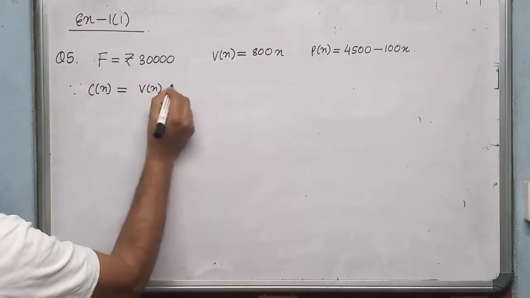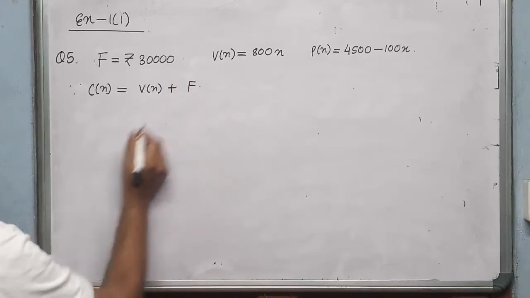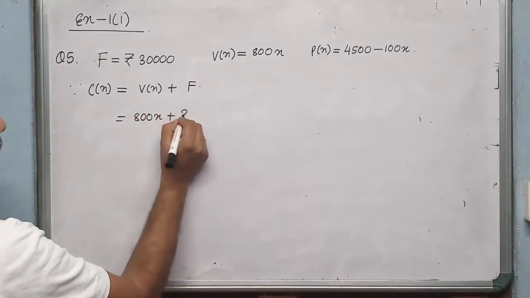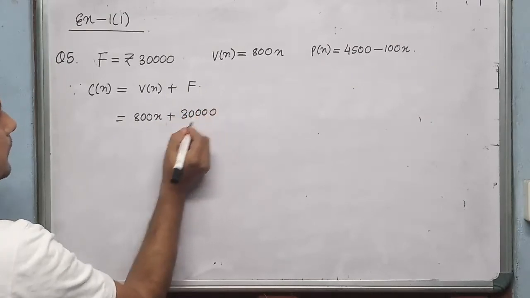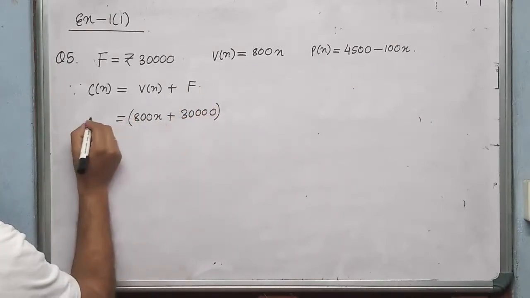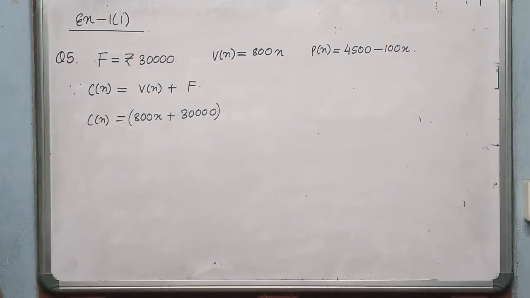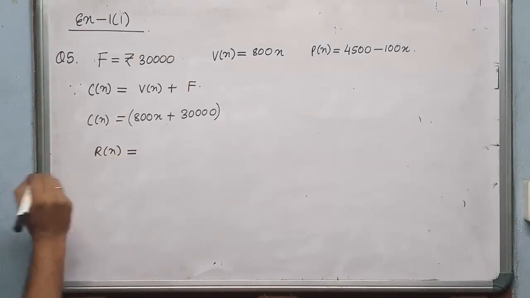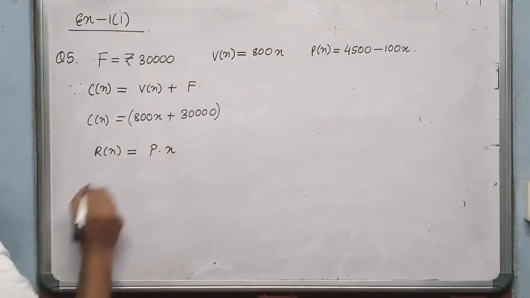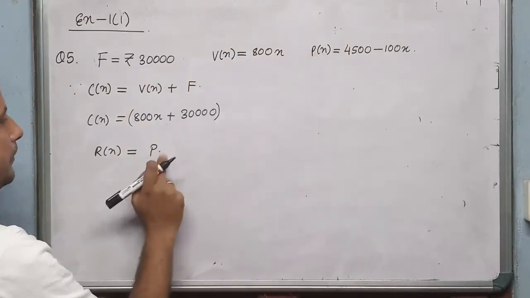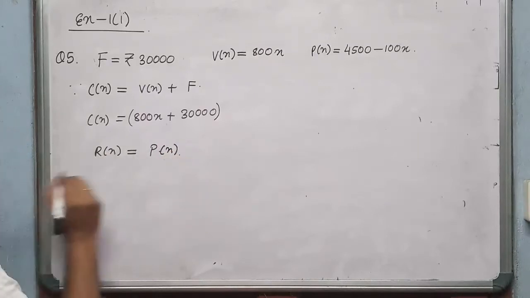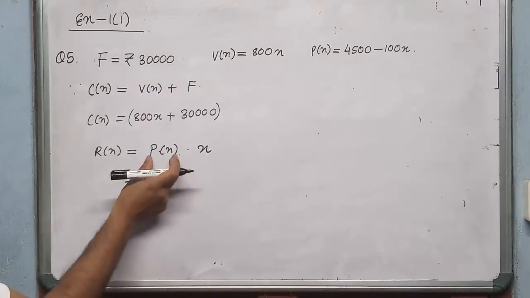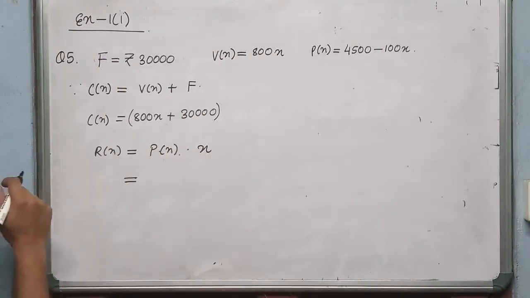the variable cost plus fixed cost. The variable cost is 800 into x plus the fixed cost is 30,000. This is the cost function. Next, to calculate the break-even point, we need the revenue. The formula of revenue is P into X, but the demand Px is already given, so revenue is Px into X.